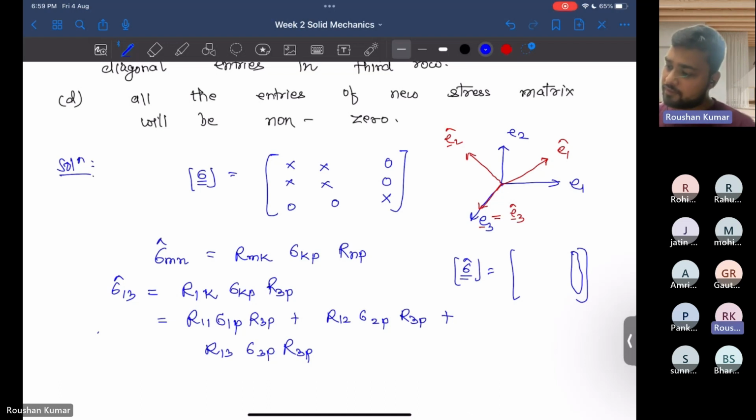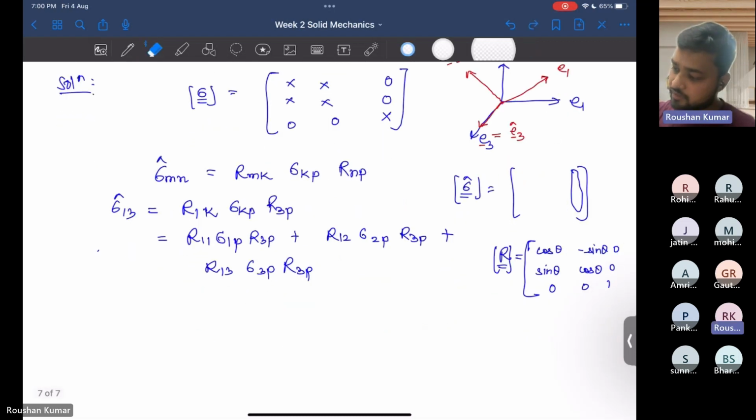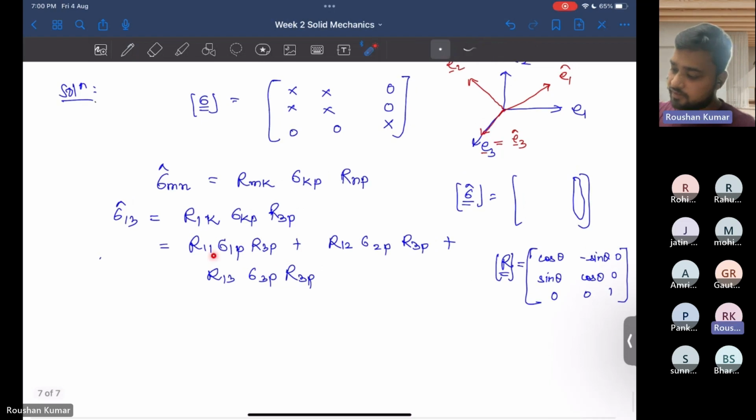So if a coordinate system is rotated about the E3 axis, the component of the rotation tensor is given by this: cos theta, minus sin theta, 0; sin theta, cos theta, 0; 0, 0, 1. Theta is the angle by which the coordinate system is rotated. Here we can see the summation over P. So in R3P, P goes from 1 to 3. This is R31, R32 and R33. R31 and R32 will be 0, and if P is 3, that is R33, and R33 is 1.